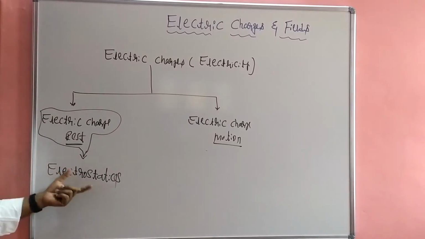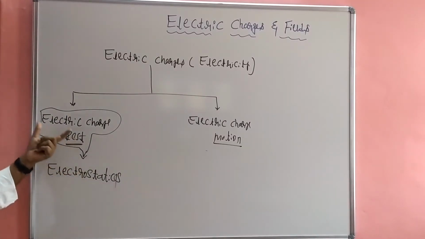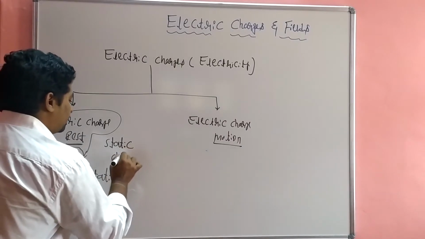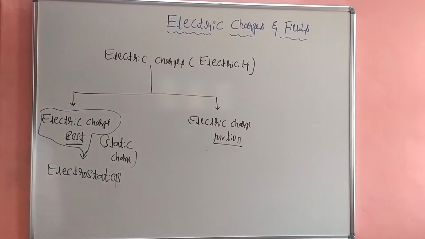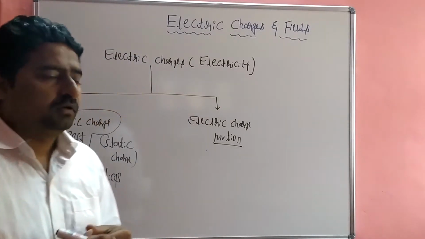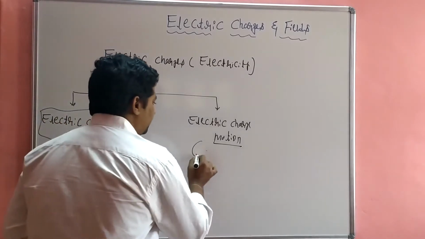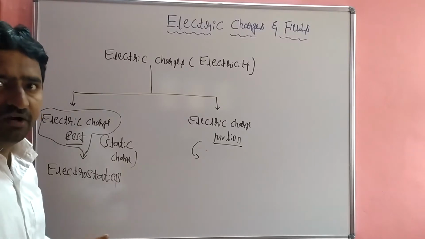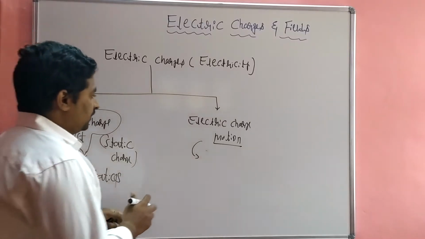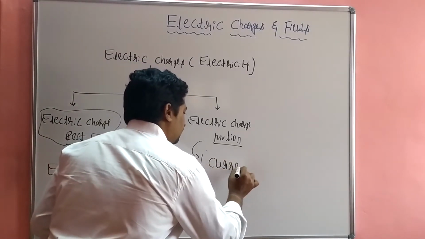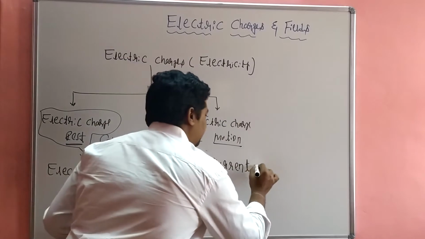Electrostatics is a big branch of physics that completely studies static charges, static or rest. Both are similar. Then, if the charges are in motion, what does it produce? Current electricity, and it also produces the phenomenon of magnetic field. So that branch is called current electricity.